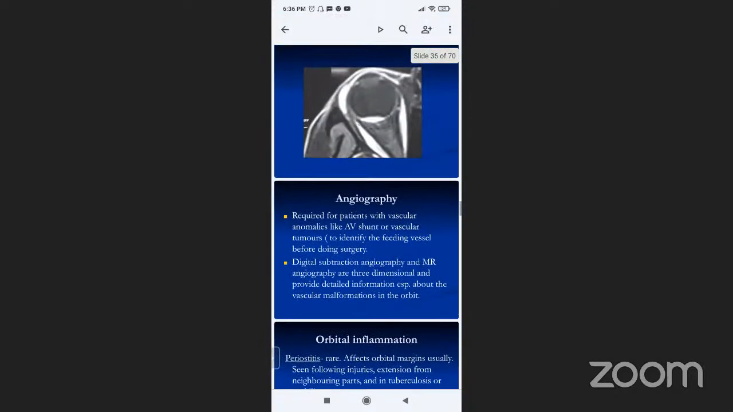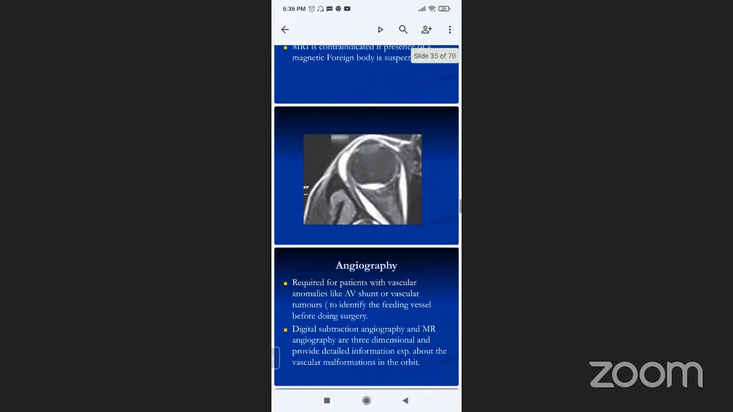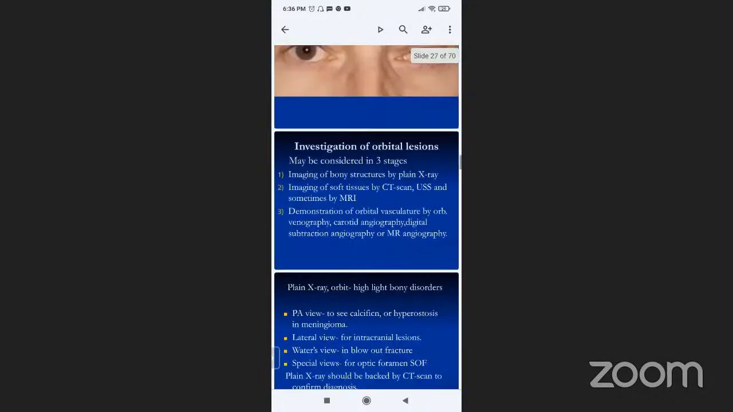So today we have discussed the anatomy of the orbit, then the clinical features that occur in various diseases affecting the orbit, mainly proptosis and other clinical features, and how you will investigate a lesion occurring in the orbit. So I think today we can stop the class. Tomorrow we will continue.